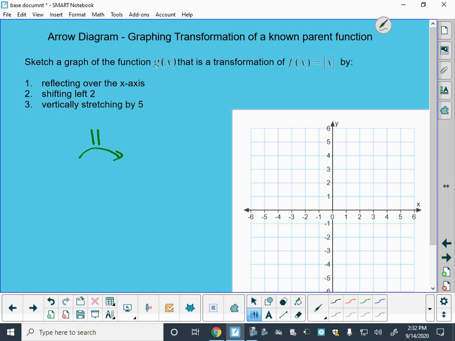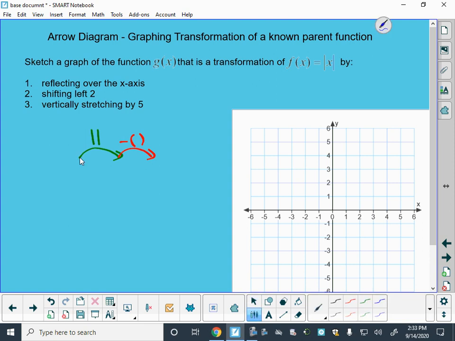Looks a little sad. The first thing it says is do a reflection over the x-axis. X-axis is horizontal, so reflections over that are vertical reflections. So since it's a vertical transformation, that's an adjustment to the output. And we're going to make an arrow on the output side and say do a sign change there because that's what reflections are. Okay.